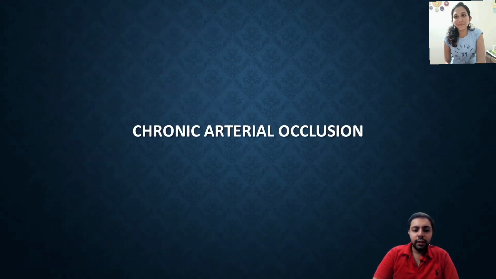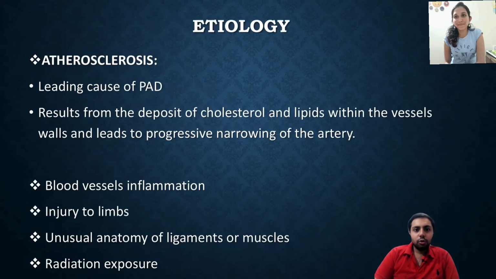Then moving on to the chronic cases. As I said earlier, the most common cause is atherosclerosis. It is due to a deposition of cholesterol and lipids within the vessels, and it leads to narrowing of the artery, which will decrease the blood supply to that area. Other causes are blood vessel inflammation, injury to the limbs, unusual anatomy of ligaments or muscles covering the artery, and radiation exposure.